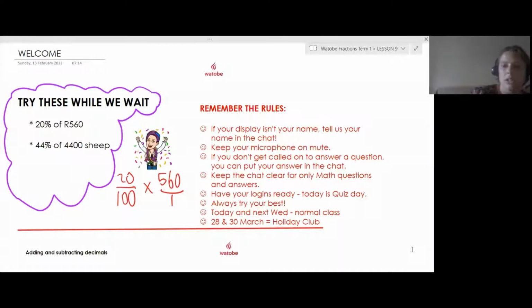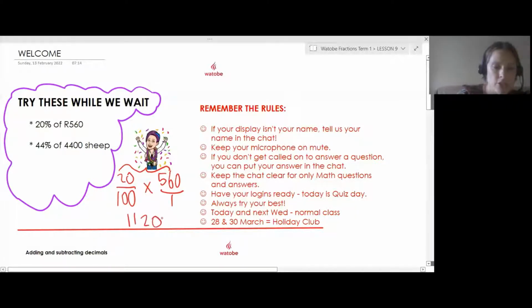Thank you. All right. Now we can use our calculator if we want. So remember, we can multiply our tops together. So we're going to multiply our numerators. And 20 times 560, I'm going to work it out on my calculator. So 20 times 560 is 11,200.